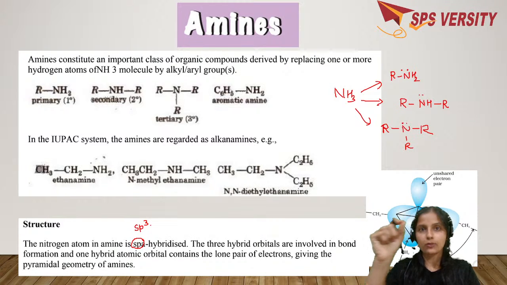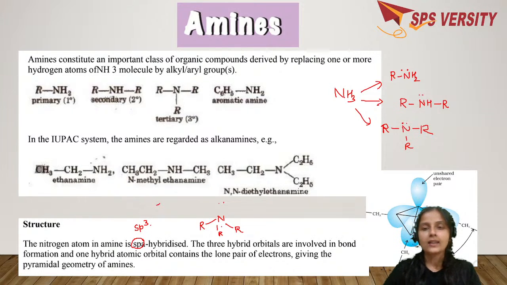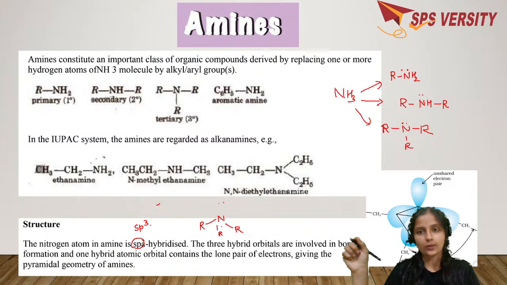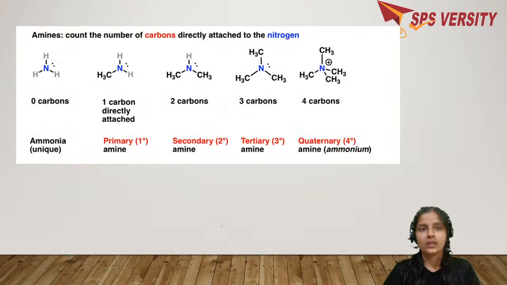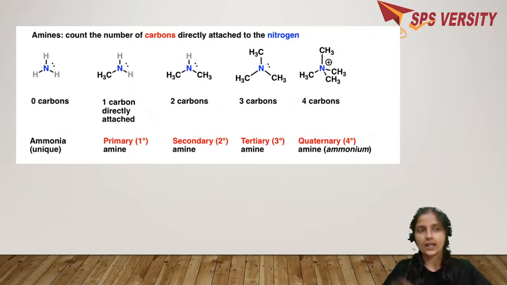And because of the lone pair of electrons present on the apex, this is pyramidal in shape, where the nitrogen is in the center with the lone pair of electrons on the top, and there are three alkyl groups or hydrogens present down at the base. This gives the molecule a pyramidal geometry. This is about the structure of ammonia and the primary, secondary, and tertiary amines. Then what exactly are the primary, secondary, and tertiary amines?